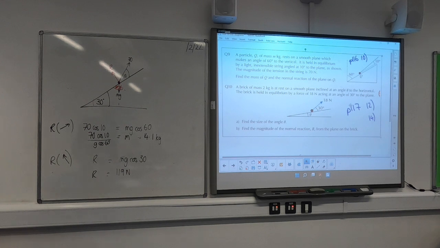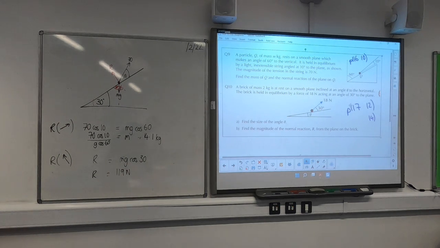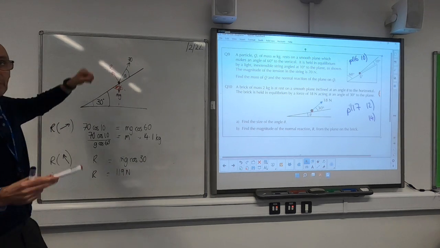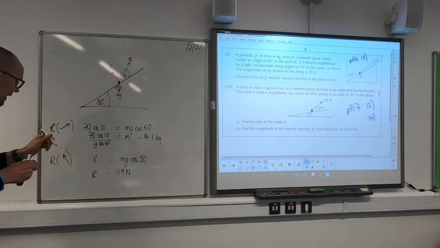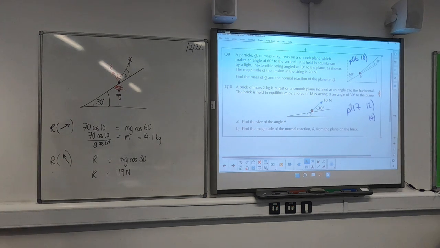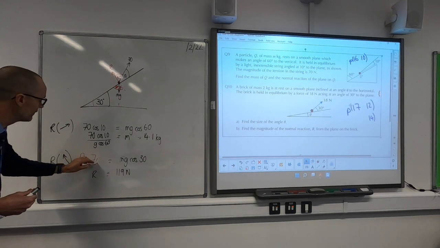Right, sorry. So this was all okay, but when I was... Right, yeah, look, I didn't include this effect here, which is pulling it up a bit as well. So when I came to resolve parallel to the slope, it's not just R pulling up, is it? It's R plus 70 cos 80.